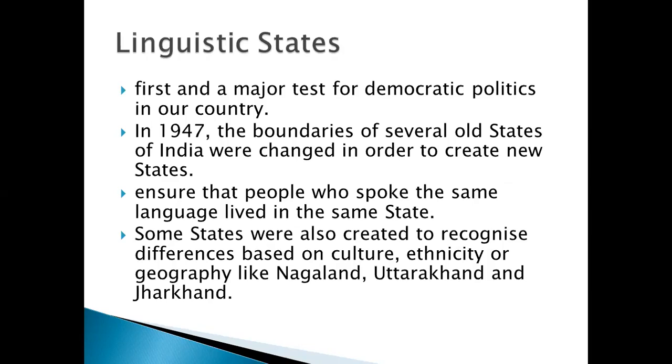But there were some states which were not created on the language basis, but on the basis of culture, ethnicity, or geography, like Nagaland, Uttarakhand, and Jharkhand. These are the examples of states which were created on the basis of culture, ethnicity, and geography.